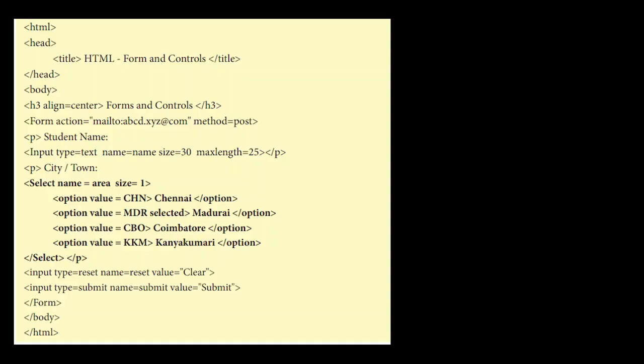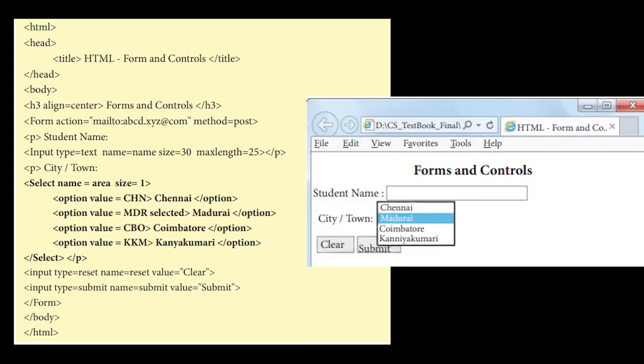Here is the HTML, head tag, title tag, and closing the head tag, after that they have opened the body tag, and then in the same way as in the previous coding we have seen, they have given the heading there, forms and controls, and form action is equal to, and the name they have given, and then method is equal to post, right? Then student name, that is a text box, and after that city or town they have mentioned here. In that they have given select name is equal to area, right? Area, that one you have to select.